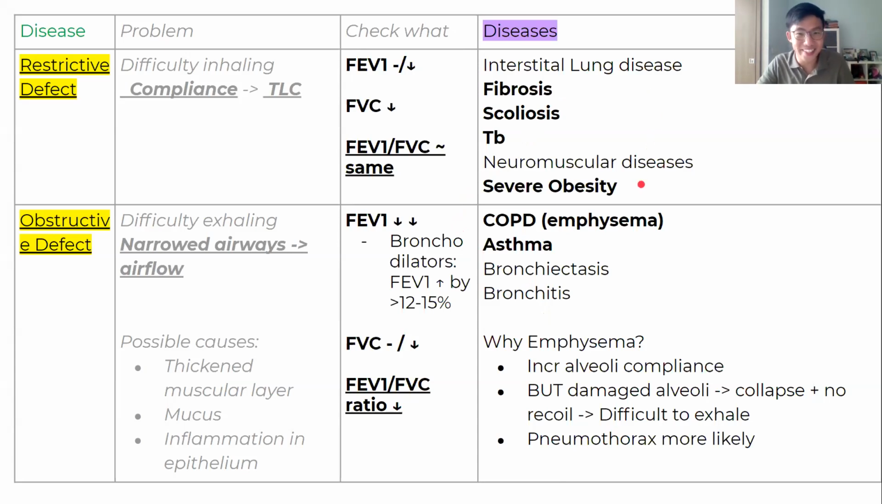Similarly with severe obesity, it's just difficult taking air in, and tuberculosis as well.